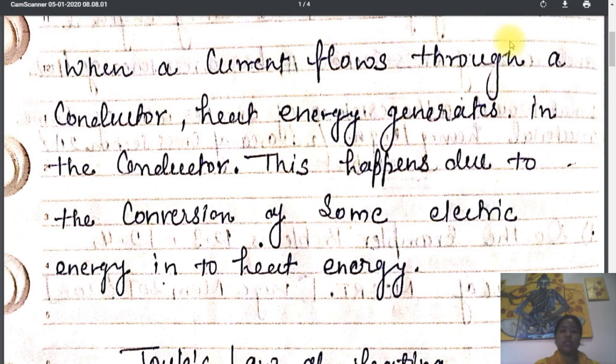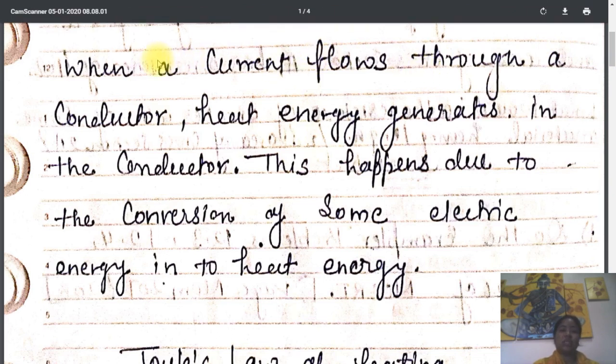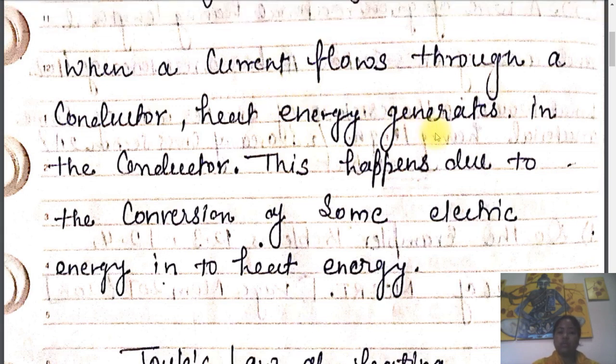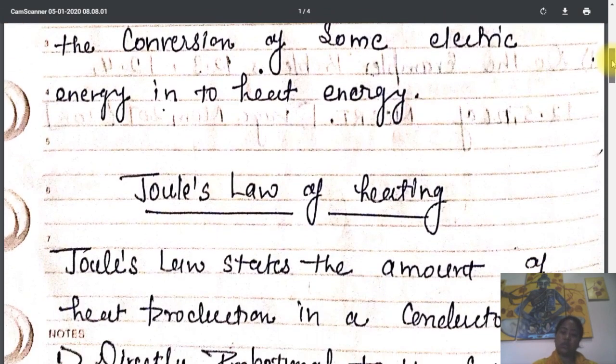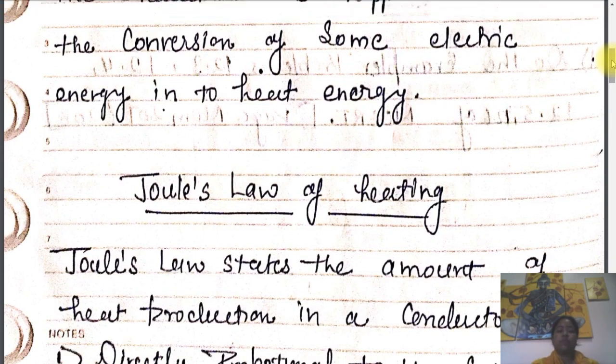So to summarize the topic, when a current flows through a conductor, heat energy is generated in the conductor. This happens due to the conversion of some of the electrical energy into heat energy. With respect to this concept, Joule was the first to introduce the law of heating.